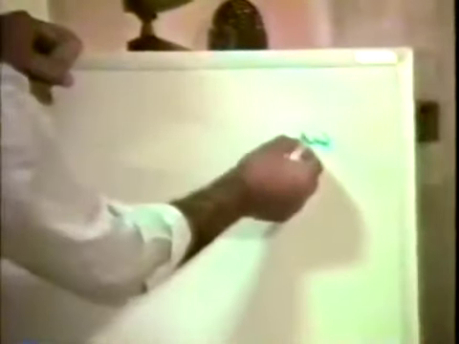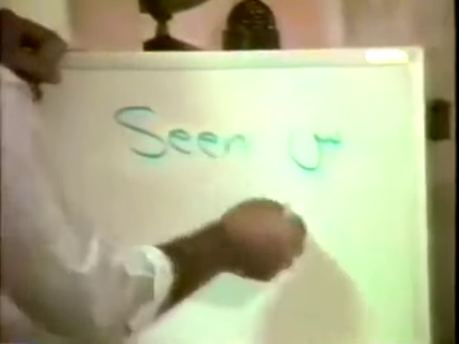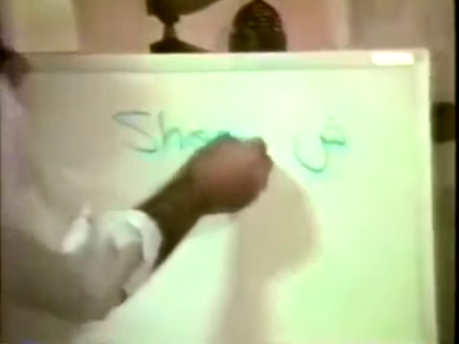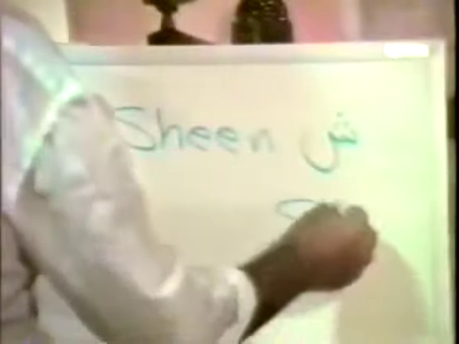This is the name of the letter, Zain, and it's equivalent to Z in English. The next letter is Sin, and it looks like this. It has 3 teeth. Sin. That's the name of the letter. It's equivalent to S, as in Sam. The next letter looks exactly the same, except it has 3 dots on top of it. And this is Sheen. The name of the letter is Sheen, and it's equivalent to the English SH, as in show.